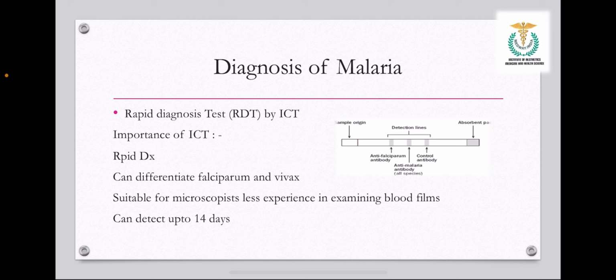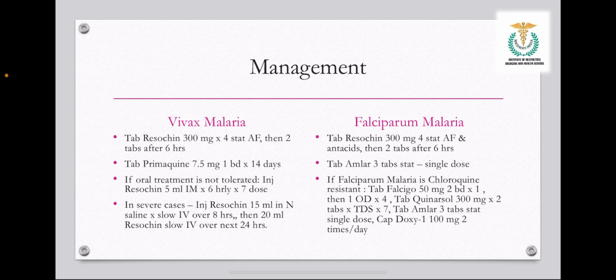Moving on to the management. Here in management we'll see individually how to manage vivax malaria, falciparum malaria and so on. Anti-malarial medications can treat malaria and clear the infection from the body, but it's very important to start treatment as soon as possible. If malaria is not treated properly, it can cause serious health problems including permanent organ damage and death. The first thing is we'll move on to vivax malaria.